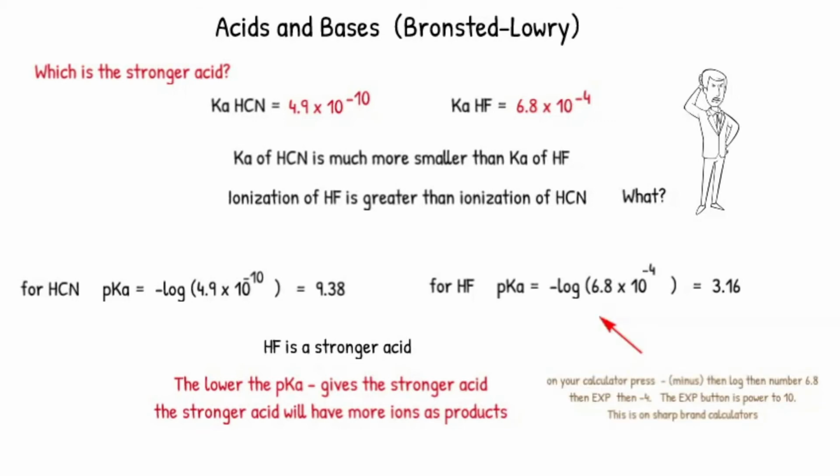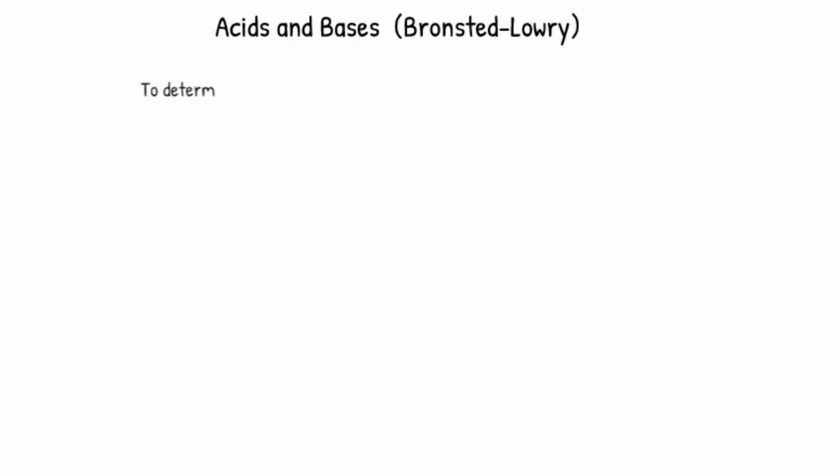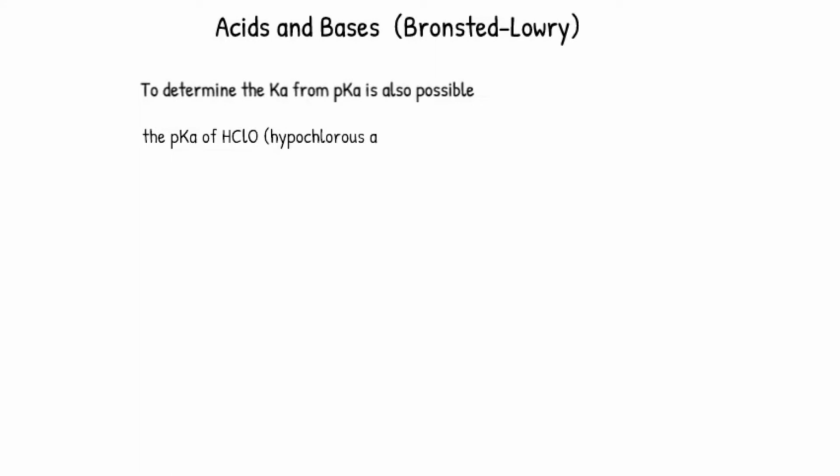To calculate the pKa on your calculator, press the minus, then the log, and number 6.8, then press the EXP button, then minus 4. The EXP button is the power of 10. This is on your Sharp brand calculators. To determine the Ka from pKa is also possible. For example, the pKa of hypochlorous acid is 7.42.